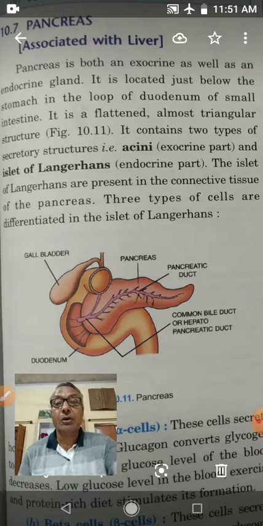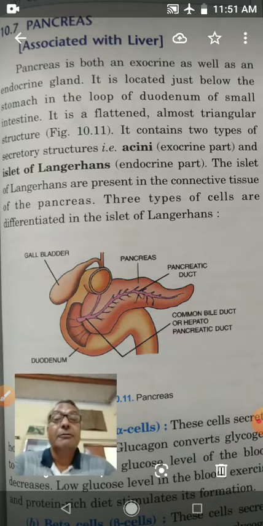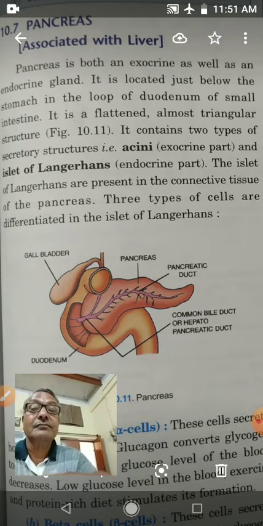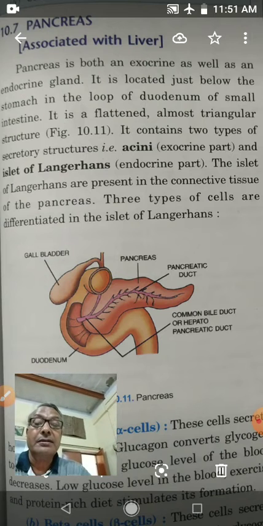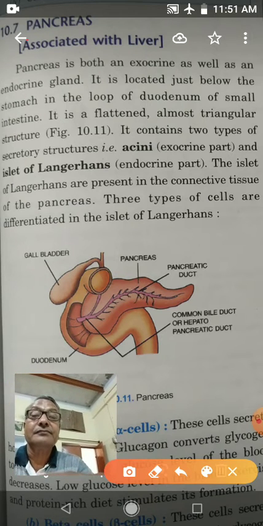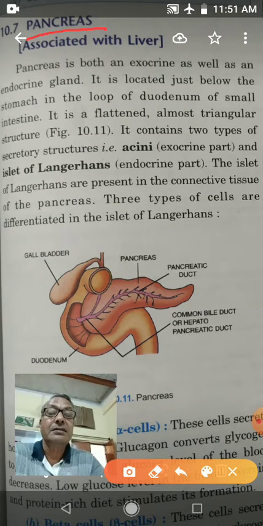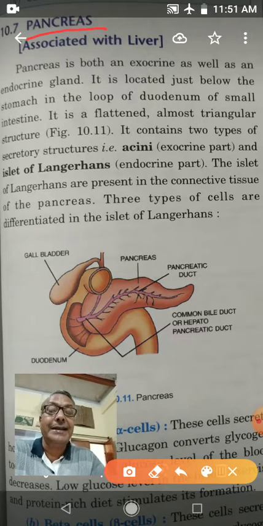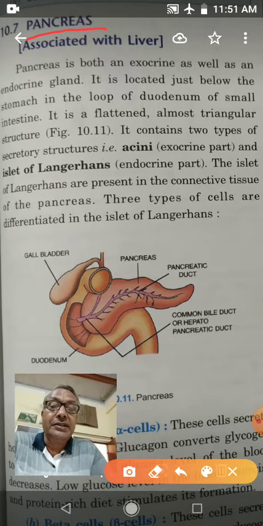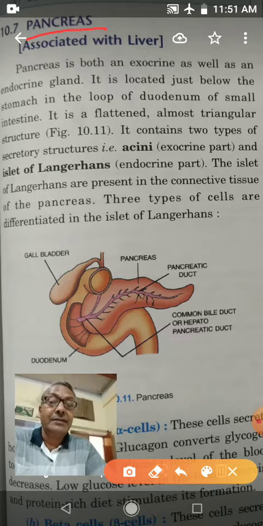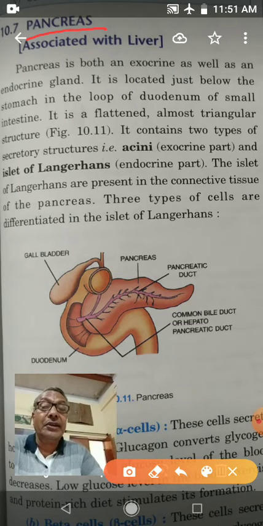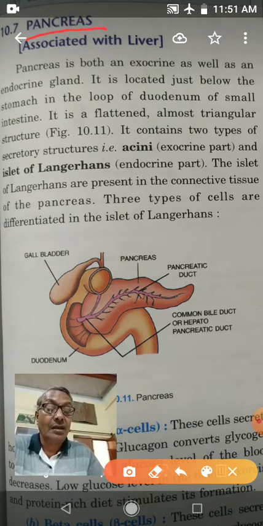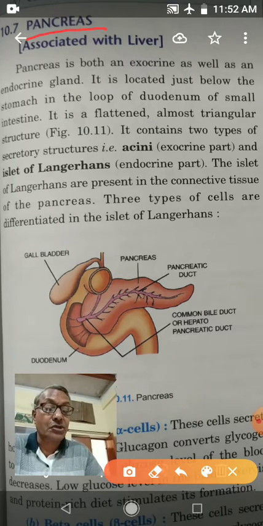Children, today I am going to teach you about the pancreas. Pancreas is partially an endocrine gland. It is an exocrine as well as an endocrine gland. Pancreas is also called a heterocrine or mixocrine gland.